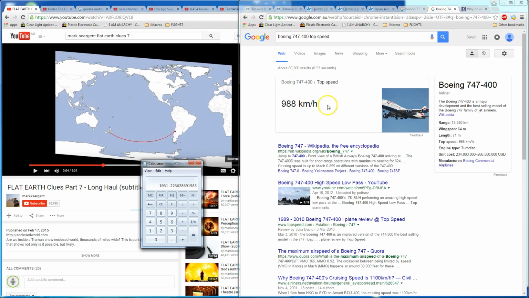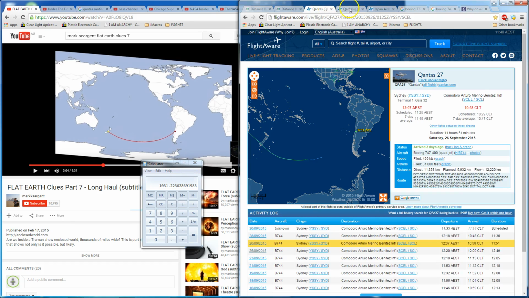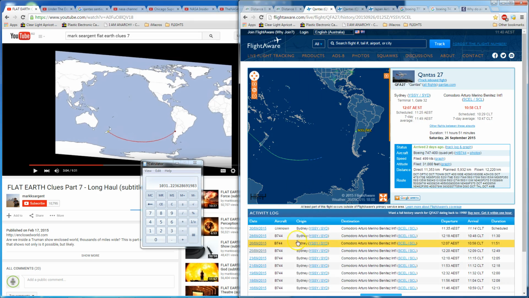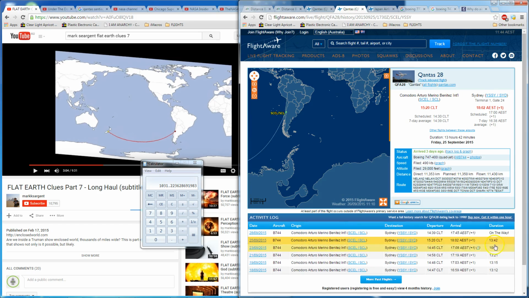And just to illustrate that there's nothing dodgy about it, if we took the flight in the opposite direction, look at that, they're 11, 12, 12, 12, 12, basically between 11 and a half and 12 and a half hours. In the opposite direction, 13, 13, 13. So in the opposite direction, you're basically going against the wind. So this makes perfect sense with the specs of the airplane.